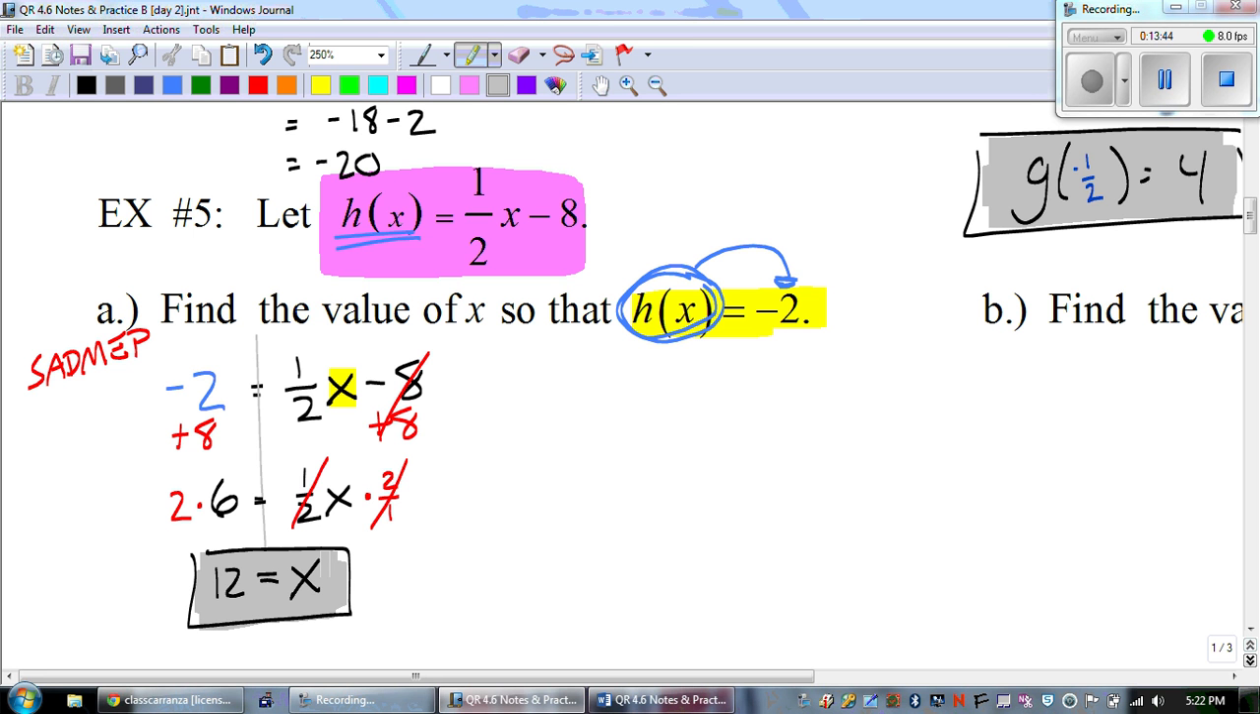Now, there's a way to check this. If we're saying that x equals 12, I could come back here, plug in 12, and I should get -2.